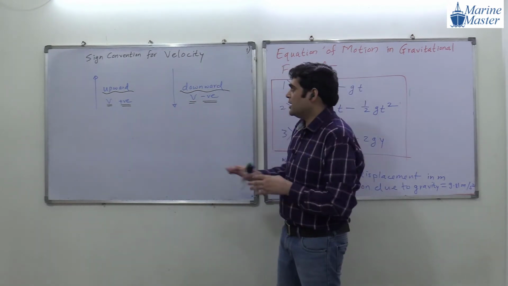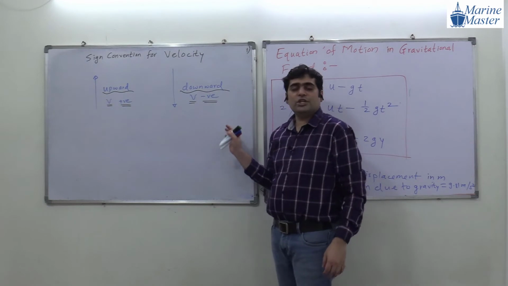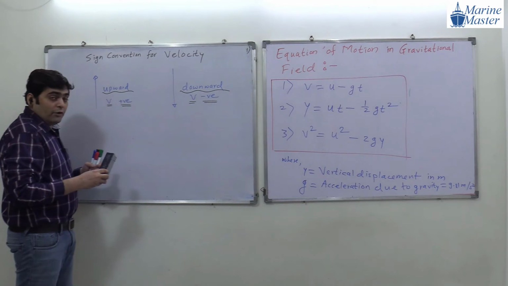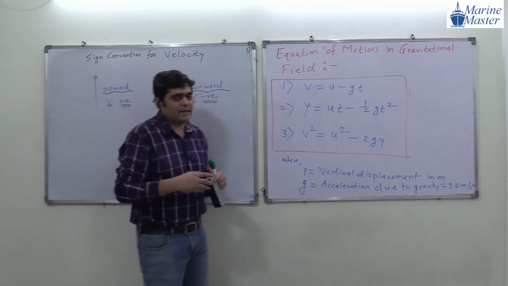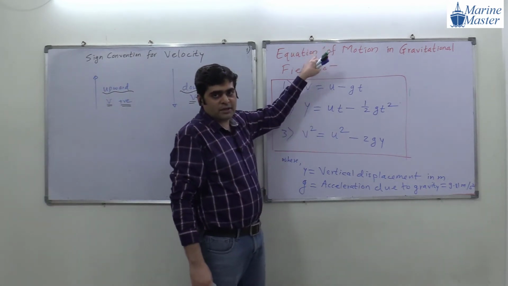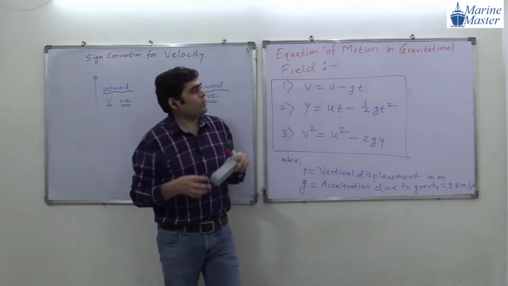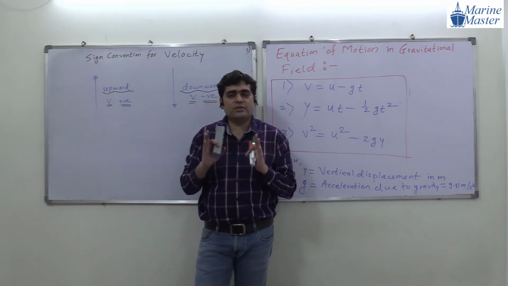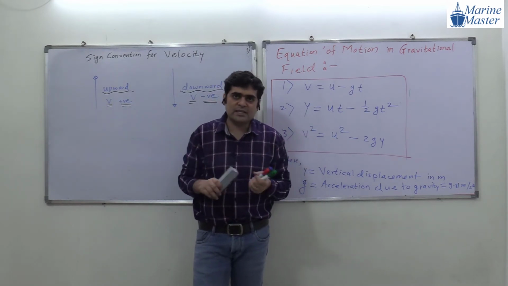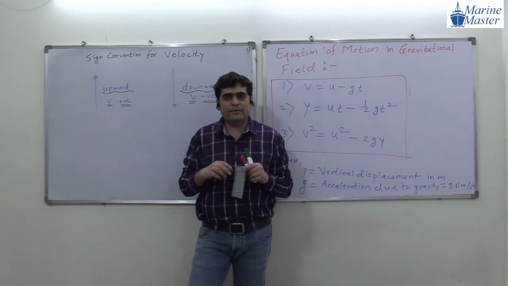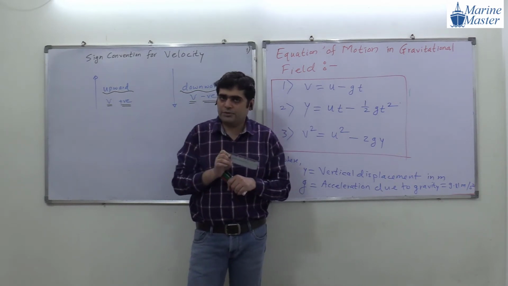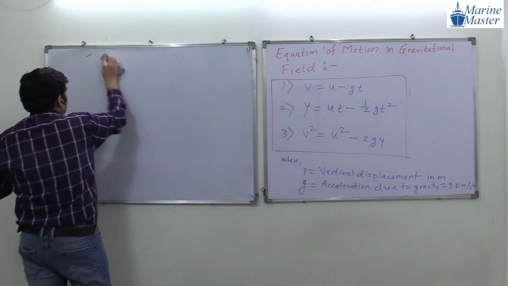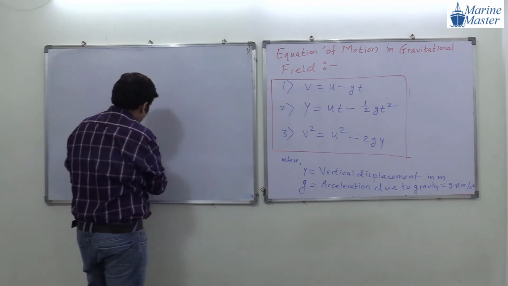So now try to see the scenario. We have the sign convention for velocity. Now the next point: we are going to see in which cases. In the beginning, after giving the heading, I gave you one point: the equation of motion in gravitational field is applicable when gravitational force is acting alone on the object. Now I am going to discuss some examples.